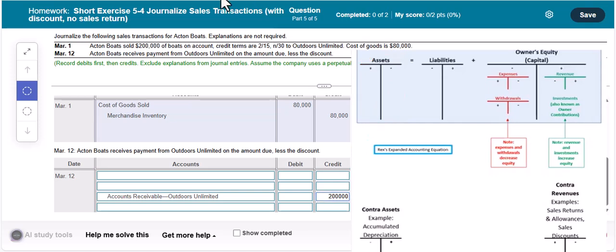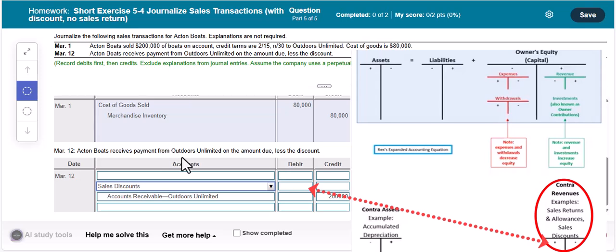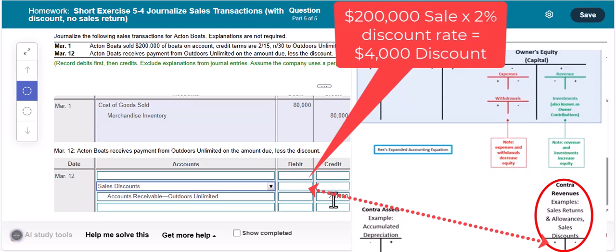And then our customer will be getting a discount. So we will put sales discounts in right here as one of the debit accounts. And you'll notice we are debiting sales discounts. And if you look at our accounting equation over here, sales discounts increase with a debit. So they are getting a sales discount. And that is going to be 2% then of the $200,000, and you can either do that in your head or calculator, but that amount is going to be $4,000, which is 2% of 200,000.